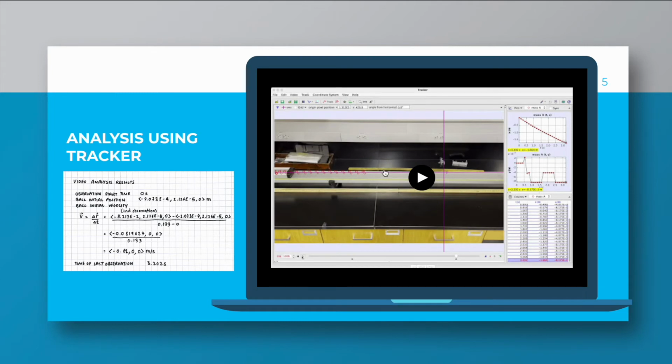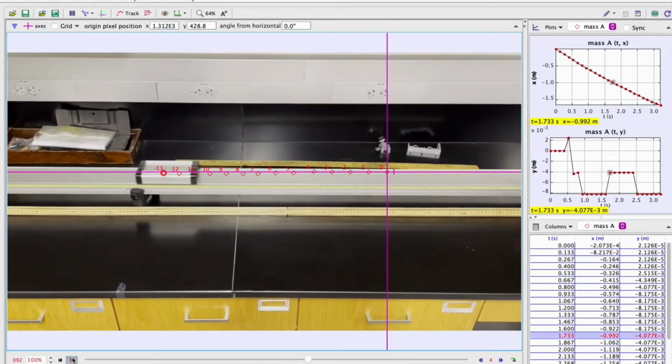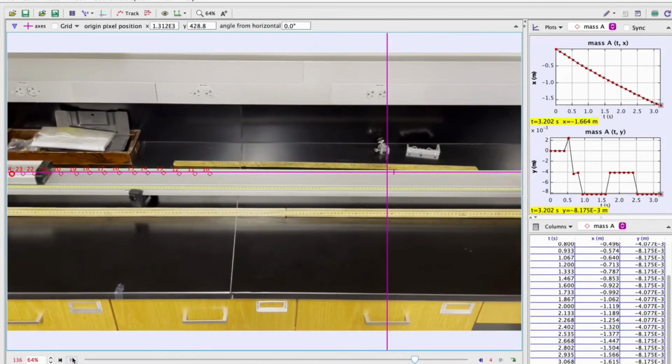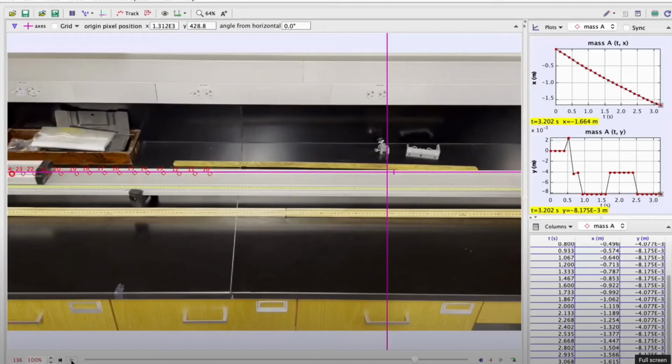So in this video I'm about to show you, I used Tracker to analyze the video of the duster moving at constant velocity. You'll see that I took the left axis to be negative and the right axis to be positive, resulting in a downward sloping graph in my position versus time graph for the duster. Here's a downward sloping position versus time graph that I was talking about.